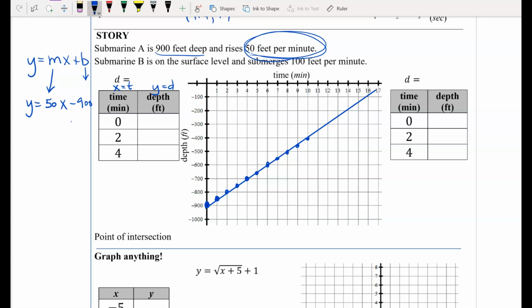This equation can help us fill in the table, or we can fill in the table by looking at the graph. So at 0, we're at the y-intercept, negative 900. At t equals 2, we're at negative 800. And at t equals 4, we're at negative 700.